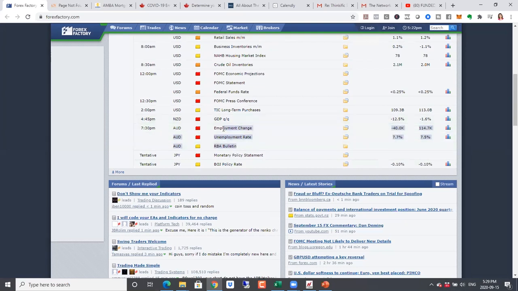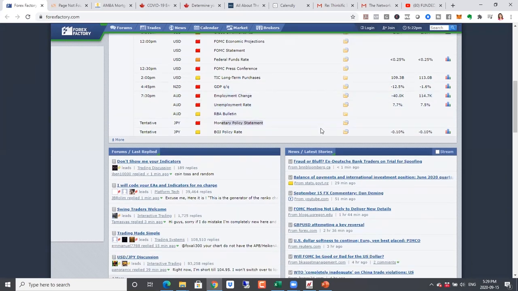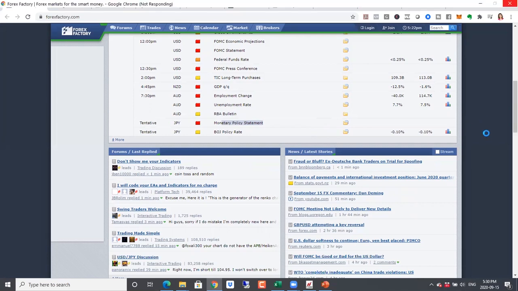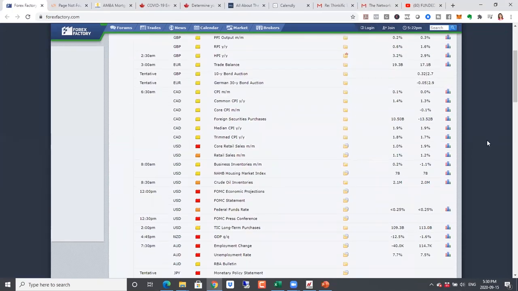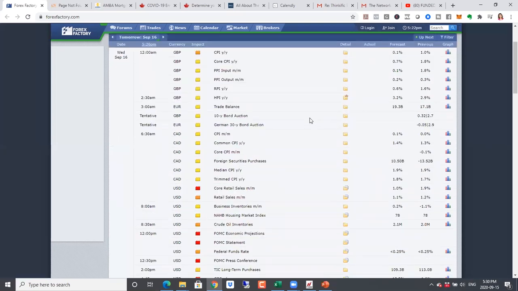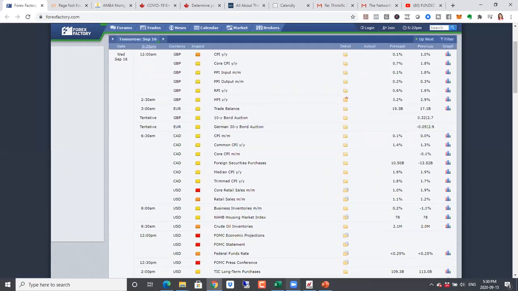So expect volatility there. Monetary policy statement for Japan. If they don't change anything, I wouldn't expect much of a change, but we'll have to see what happens. Any talk of more monetary policy stimulus, any sort of negative or downward forecast for the upcoming months, all of that could have a negative impact. So just keep that in mind. Overall, this is a busy day tomorrow, so expect volatility in the market.